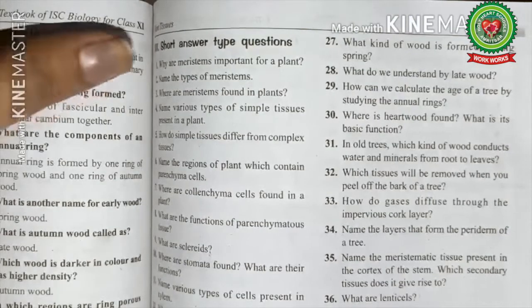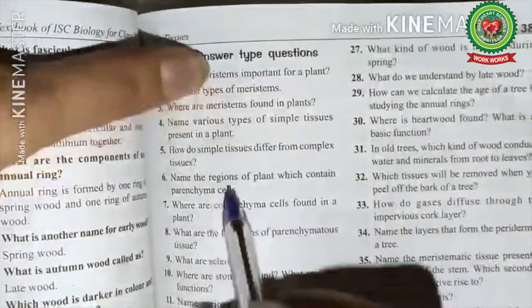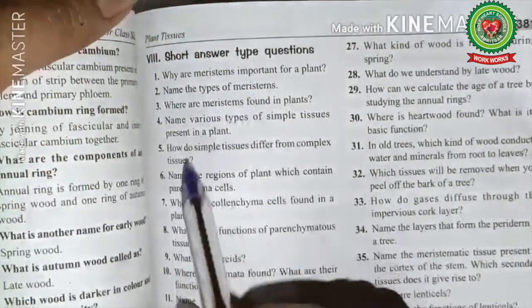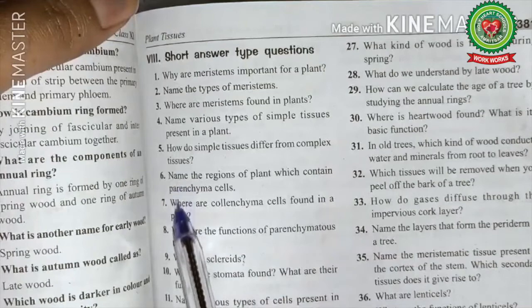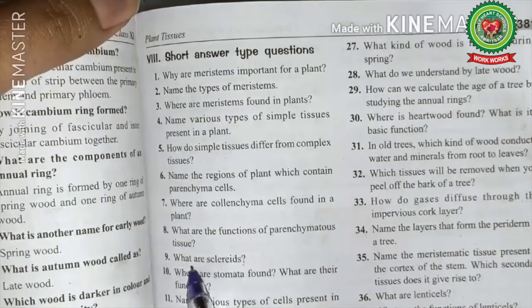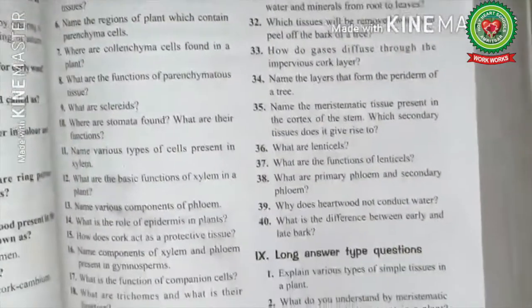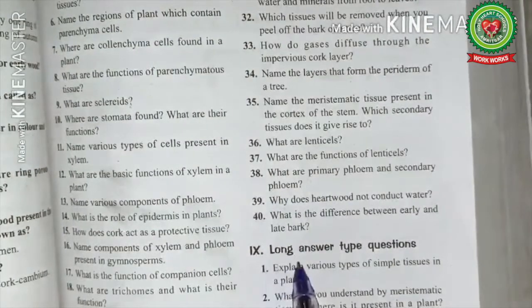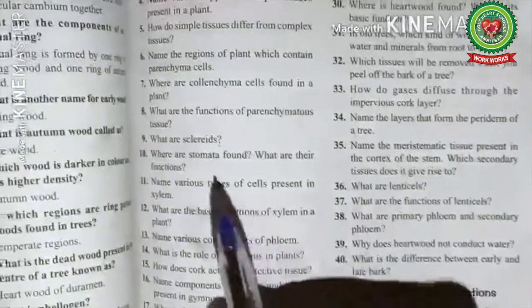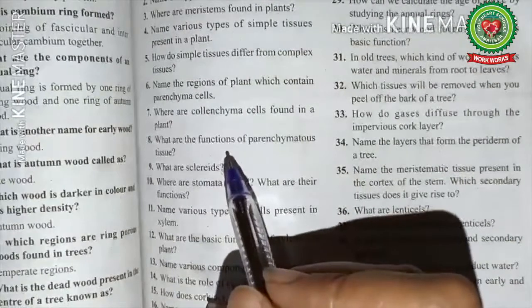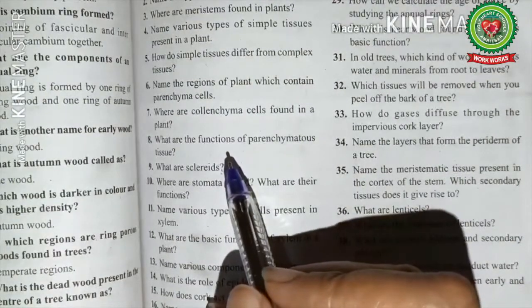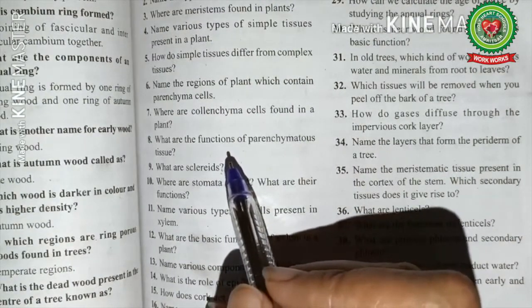Now come to the page number 381, short answers. You have to do question number 6, 7, 8 and 9 along with question number 4 of long answers on your copy. Along with this, write down the difference between parenchyma, collenchyma and sclerenchyma on your copies.